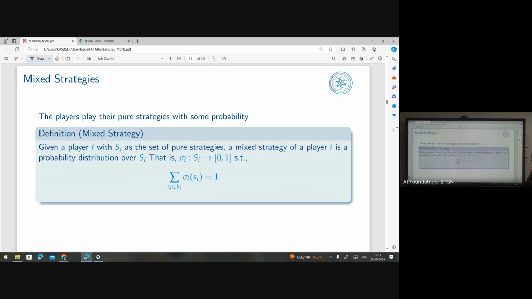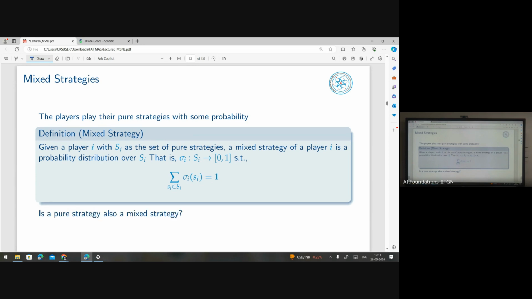So given a player i with a set of pure strategies Si, a mixed strategy of player i is a probability distribution over this set of pure strategies. That is denoted by sigma i, which is a mapping from the set of pure strategies to the closed interval 0 to 1, such that the sum is equal to 1. The sum of all the probabilities is equal to 1. So this is how we define a mixed strategy for each player.